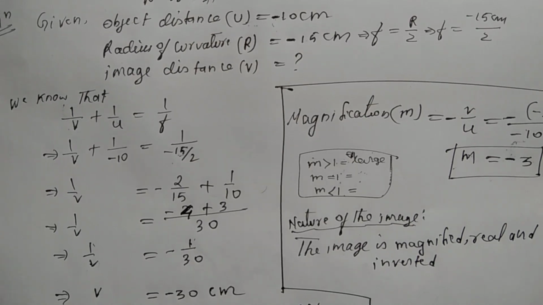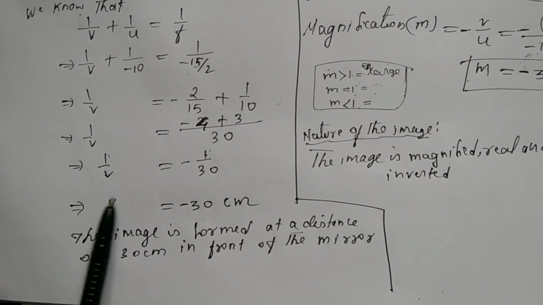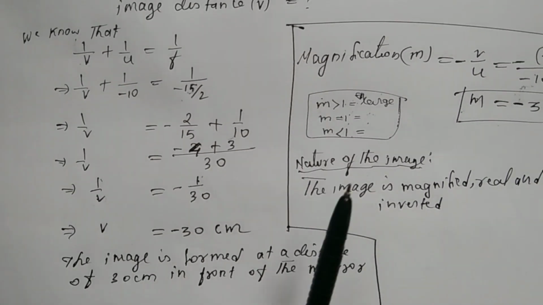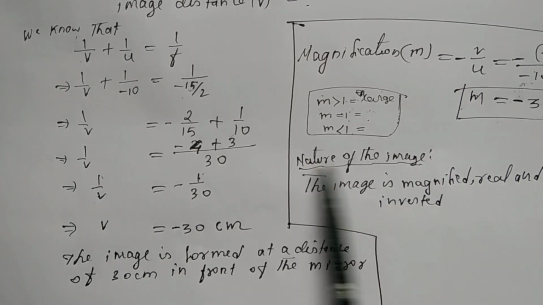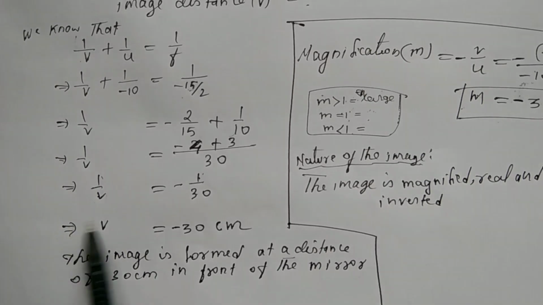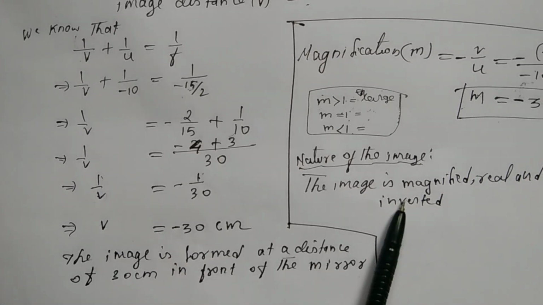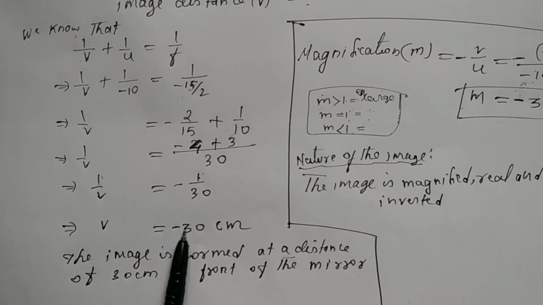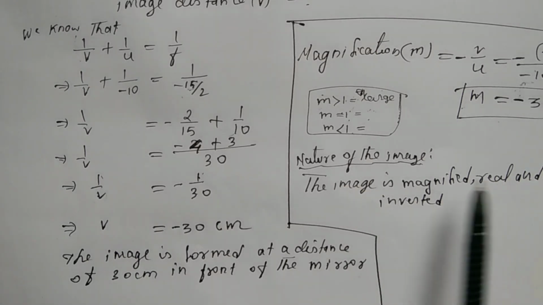So this is the final solution. We have calculated the position of the image, the magnification, and again the nature of the image. By looking at all these conditions, we can find out the nature of the image. If v is negative, that means you always have to put real and inverted. Keep it in mind, okay? If v is negative, you have to write the nature of the image is always real and inverted.